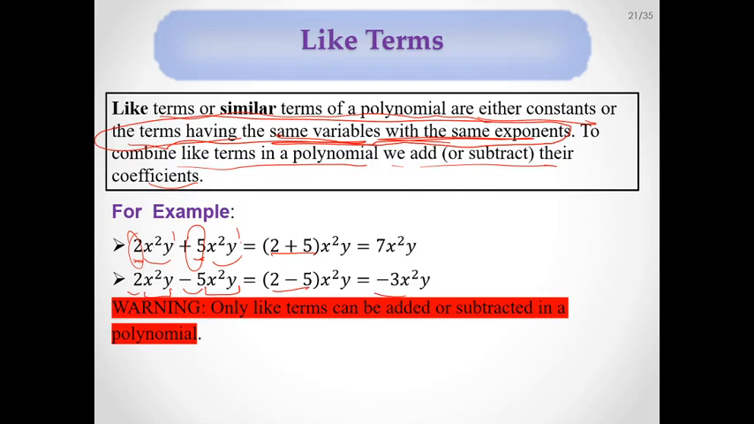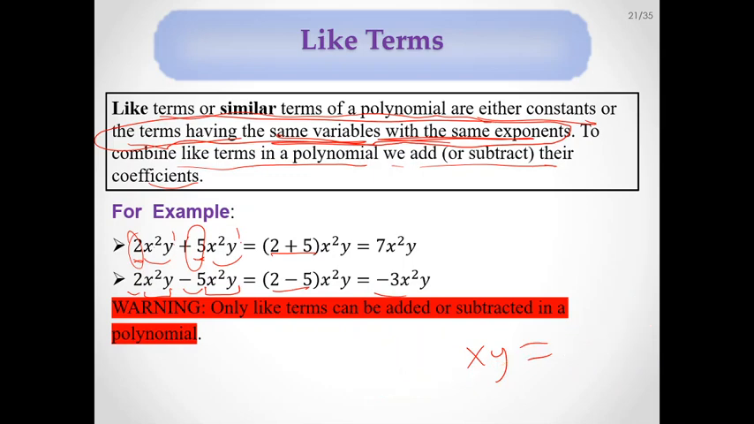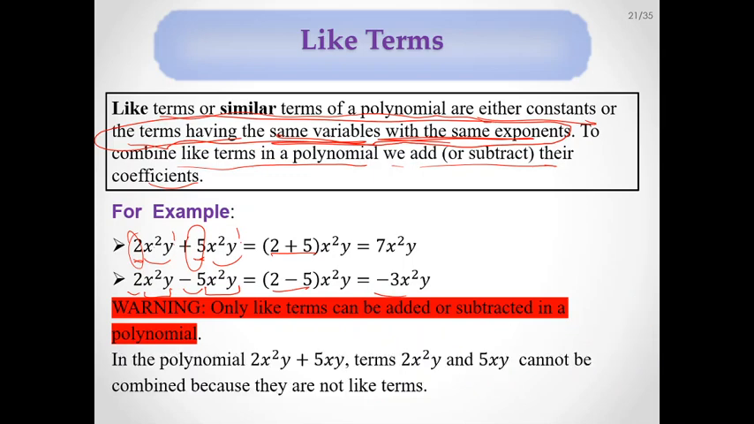And okay, here is the warning. Only like terms can be added or subtracted in a polynomial. Sometimes some people do it this way: okay, I add them, so I get 2xy or y squared. This is wrong. They cannot be added. For example, in this polynomial, we cannot combine them because they are not like terms. Look at the powers, they're not the same.